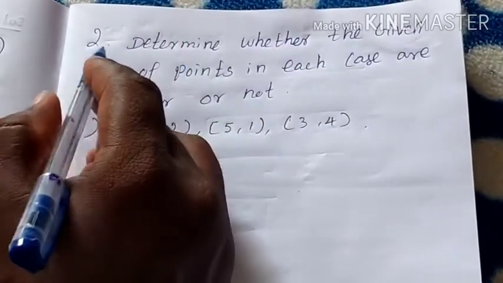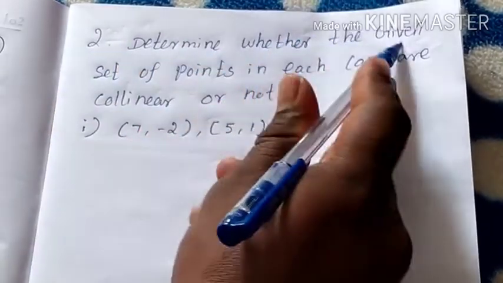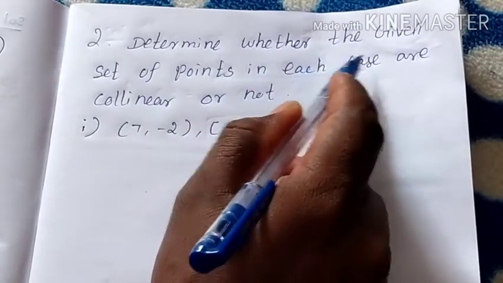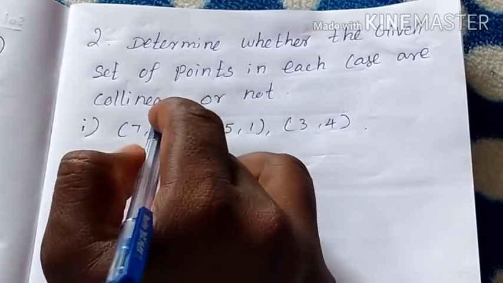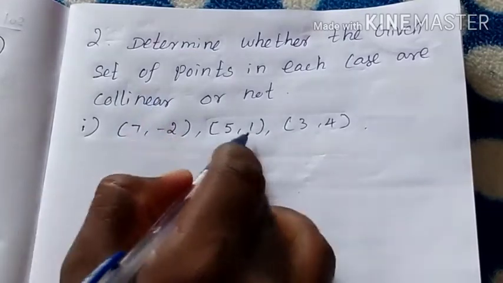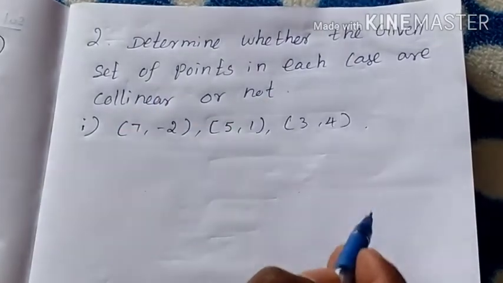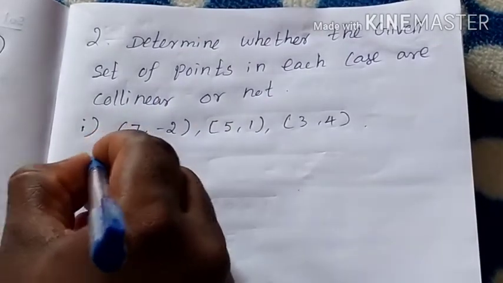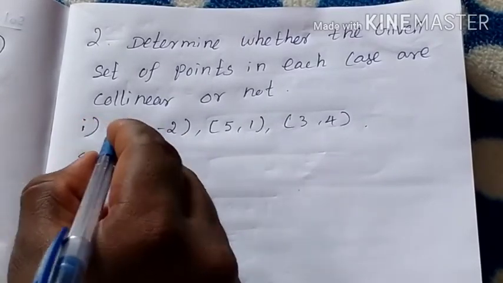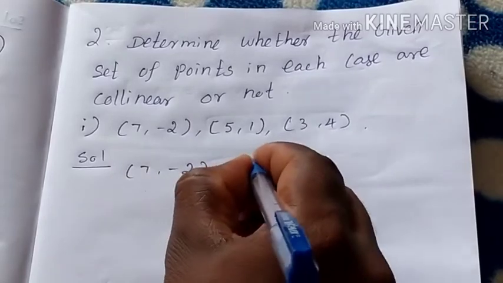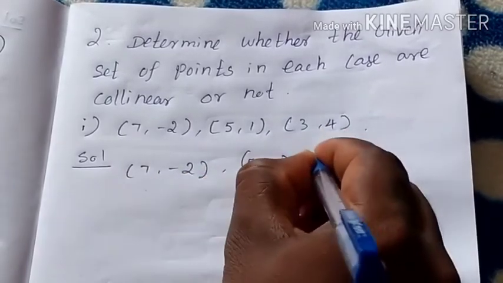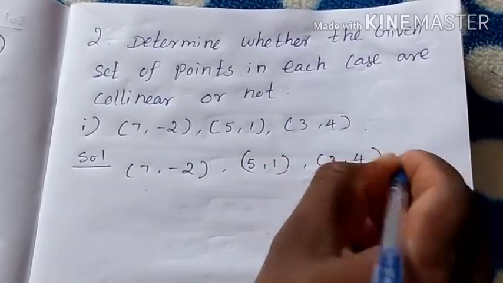Okay, listen, next the second question. Determine whether the given set of points in each case are collinear or not. Determine your answer, whether the given 3 points are collinear or not. The solution. This is your first question: 7 comma minus 2 and 5 comma 1 and 3 comma 4.